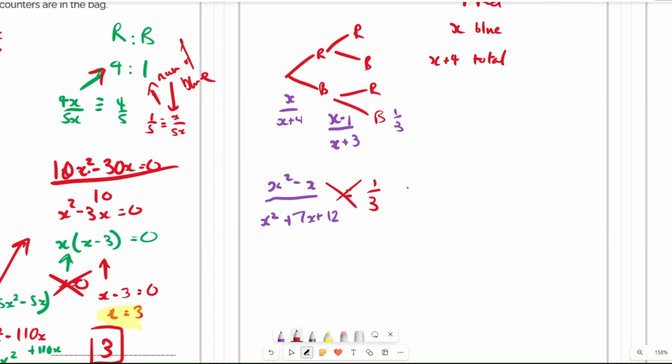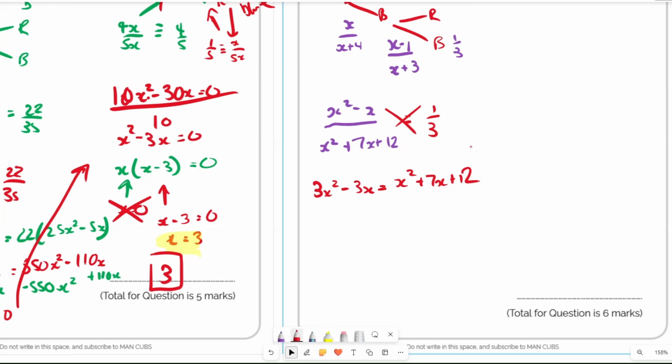And then here we're just going to do our cross multiplication. 3x squared, I'm just going to miss out the brackets this time, just to speed things up, equals one lot of x squared plus 7x plus 12. There we go. Now let's start making this equal to 0, right?